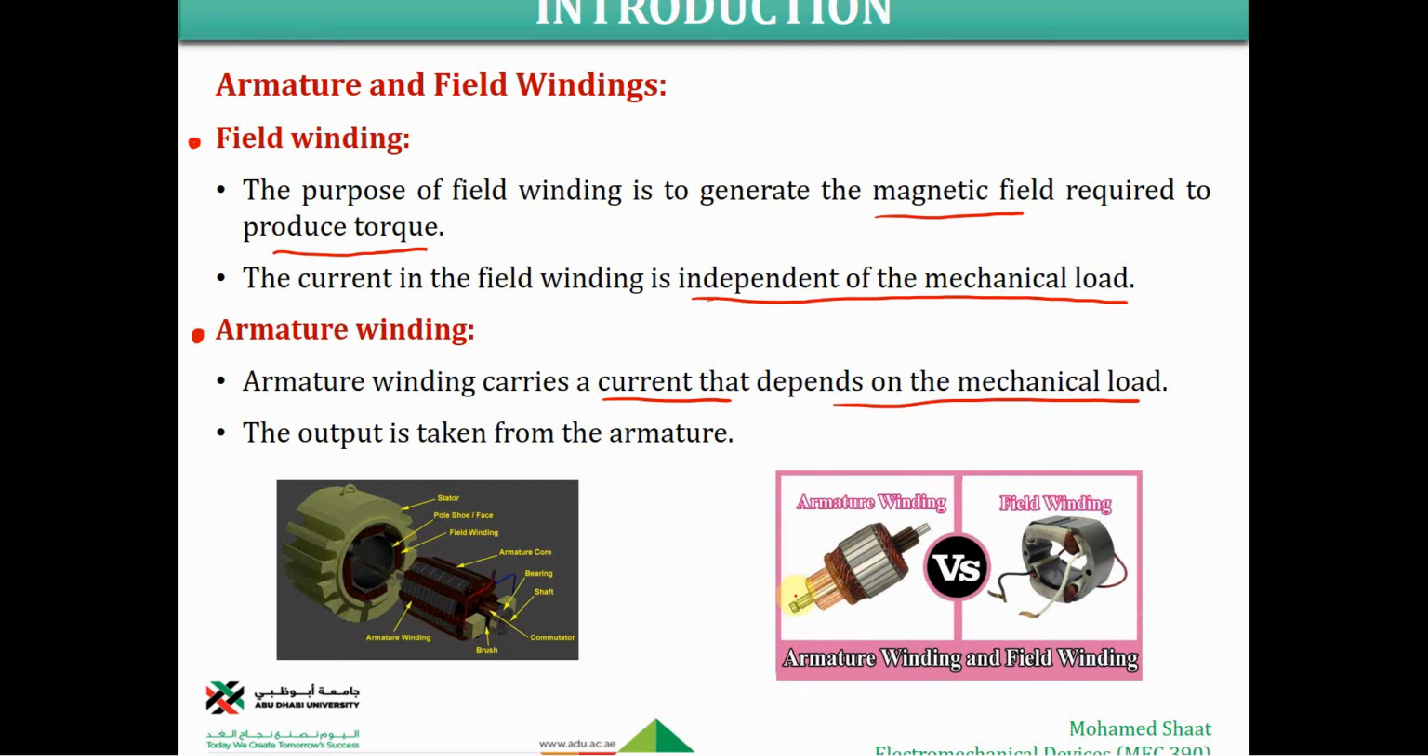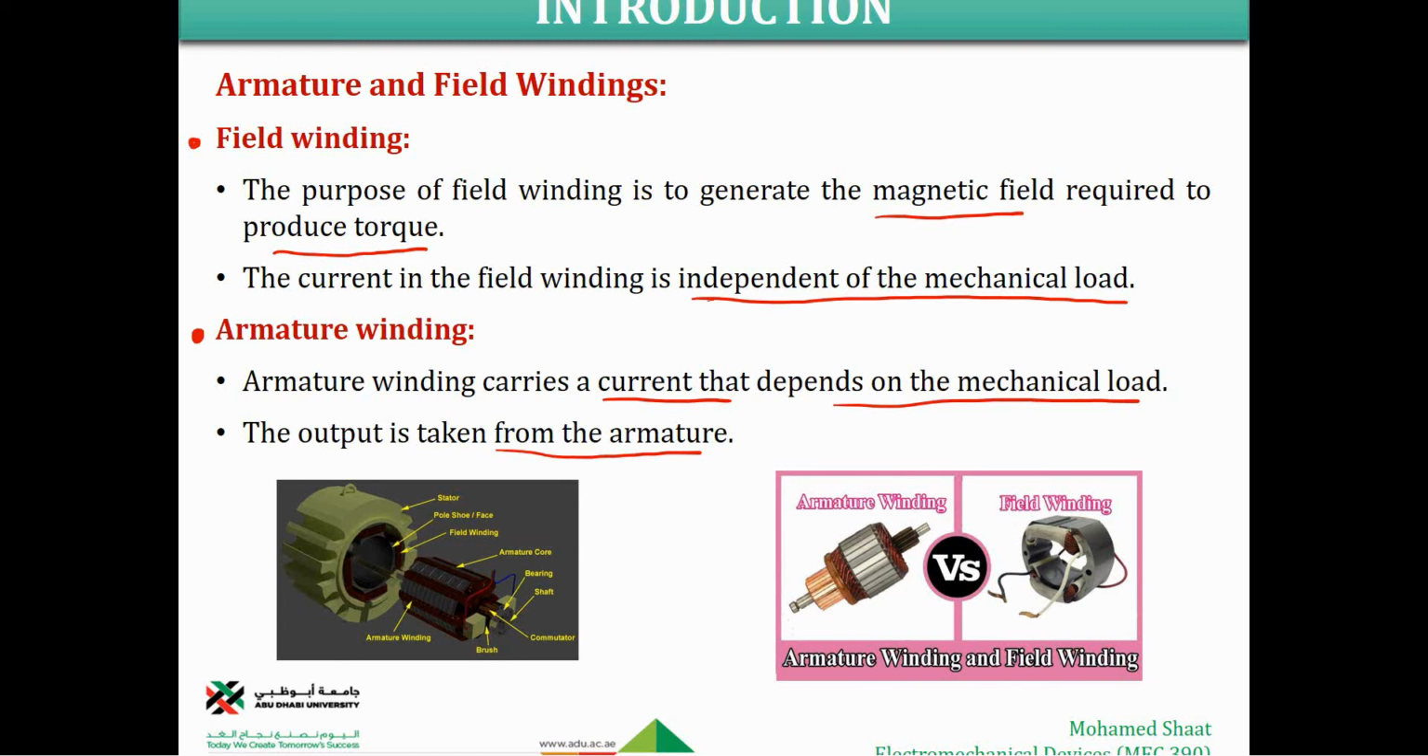So definitely the mechanical load needed to operate the machine, how high or how low it is, will affect the current through the armature winding set up over the rotor. The output is taken from the armature in many electrical motors, as we discussed. So this is a very quick look at the construction and main essential parts of the electrical motor or generator, right?